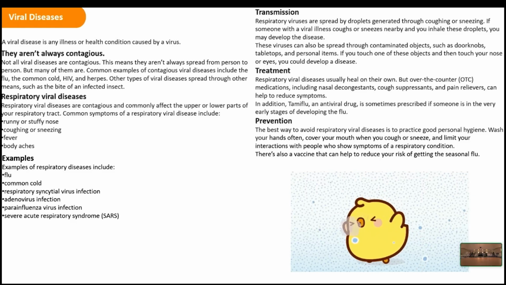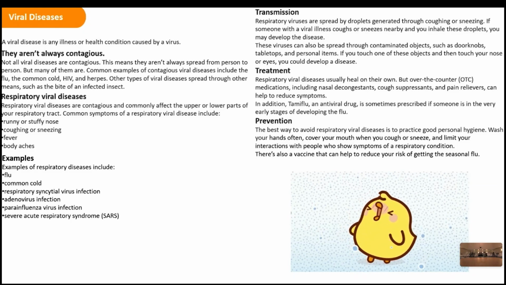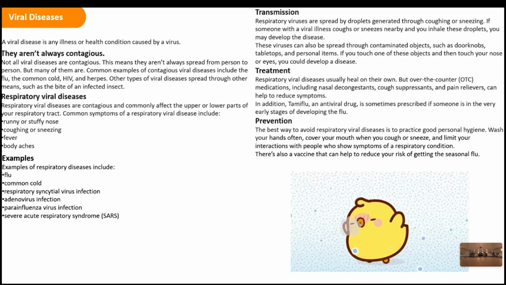Transmission is normally through droplets generated through coughing or sneezing. That's why I said before, when you are sick, if you're sneezing or coughing, cough or sneeze into your arm to make sure that you don't spread it anywhere, and then make sure to wash your hands immediately after, because they can spread through touching an object like doorknobs, tabletops, anything.